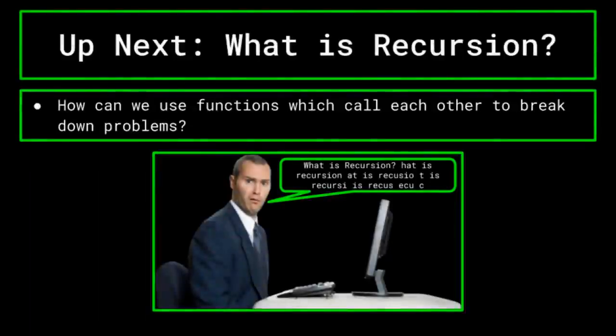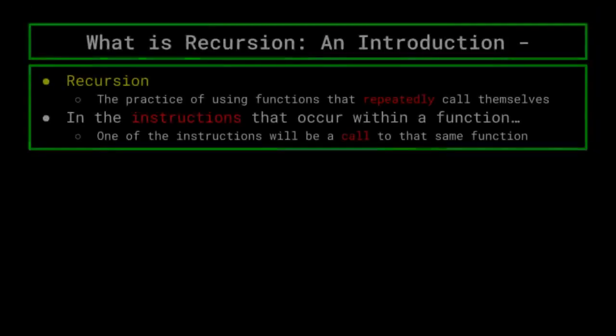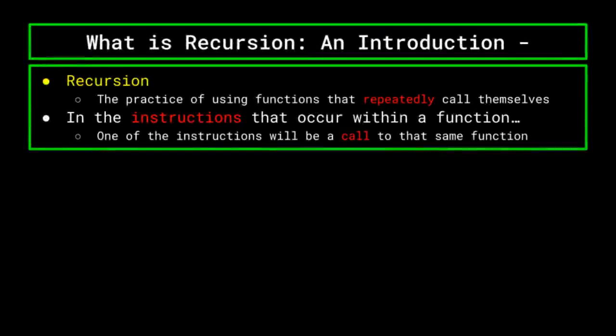Let's start with the most important question. What exactly does recursion mean? In programming, recursion refers to functions that repeatedly call themselves, meaning that in the instructions that occur within a function, one of the instructions will be a call to that same function you're already in.